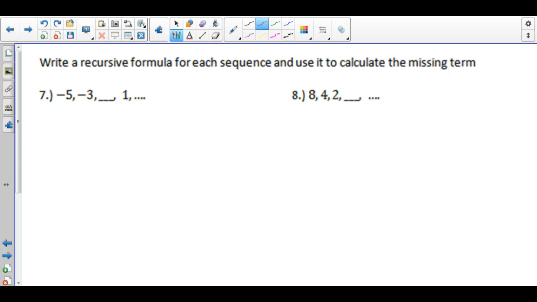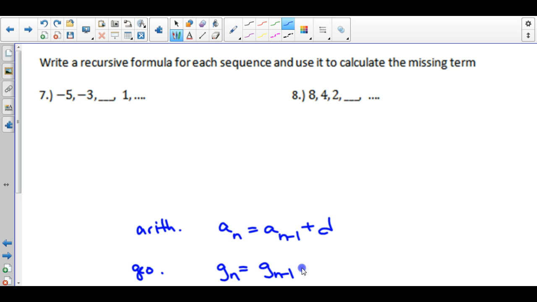So I'm going to write the two forms out before we even really get into this. And that is for an arithmetic, it is a_n for any term number. You take the term before it, which is a_(n-1), and you just add the common difference. For geometric, we would take g_n, where n is any number of term, and you're taking the term before it, but you're not adding the common difference. You'd be multiplying by the common ratio. So these are going to be the two forms that we will end up using, depending on which one of these is arithmetic and which one is geometric.